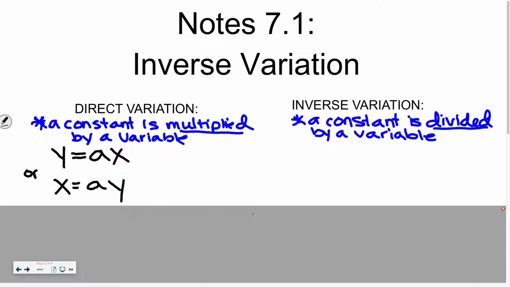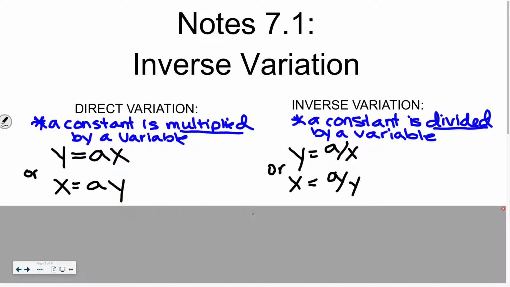Whereas inverse variation would look something like y equals A divided by x, or we could even say x equals A divided by y. And you can change those letters in a word problem to represent different things, right? If you're talking about days, then you could use D for one of them.